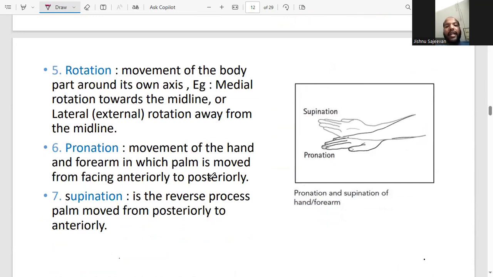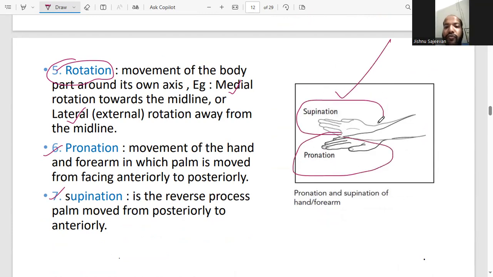And the next important limb positioning is the rotation. Medial rotation and then lateral rotation. These are all actually very simple terms. Then we can say the pronation and supination. Here in this image, we are showing the pronation and supination of the hand and forearm.